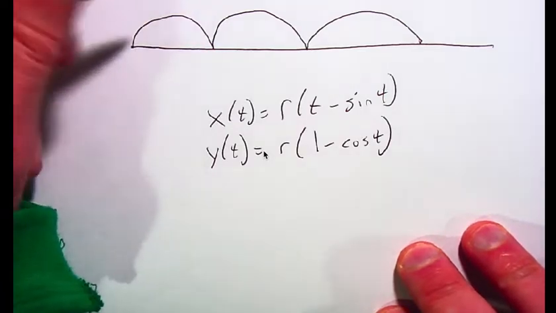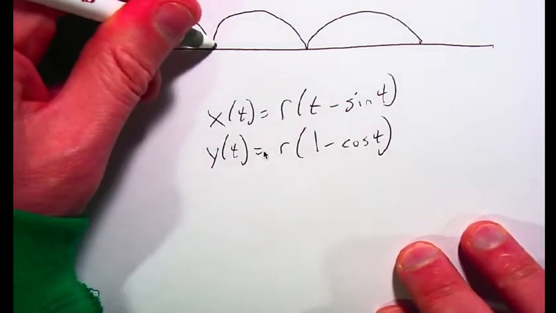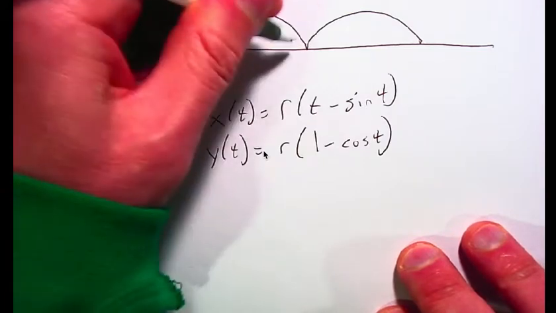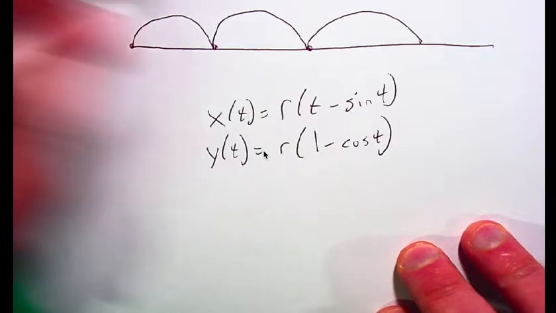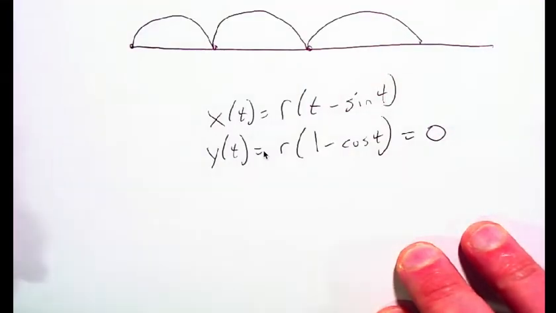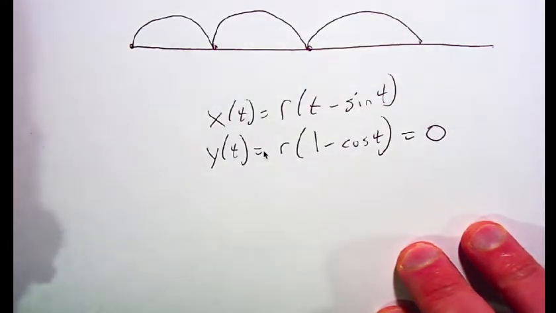And so as we look at the picture, I've got a rough approximation for a cycle, of course, every time it gets back to the x-axis. Well, when does it get back to the x-axis? Well, when y equals 0. And so basically we need to set this equal to 0.